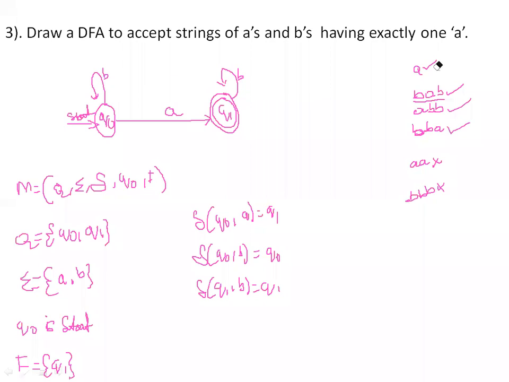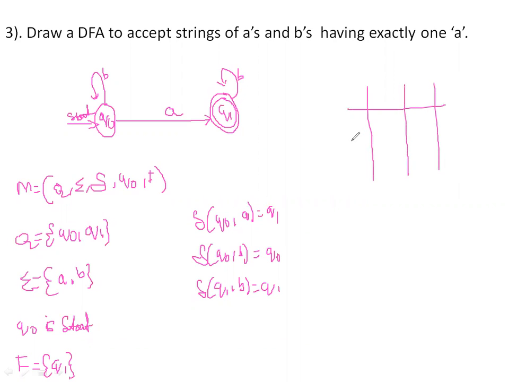Now, if you want to draw the transition table for this, please try drawing the transition table, all of you. Here we have two input alphabet symbols, so there will be two columns, A and B. Then the rows are Q0 and Q1. Q0 is the start state, so a star goes with it, and here Q0.